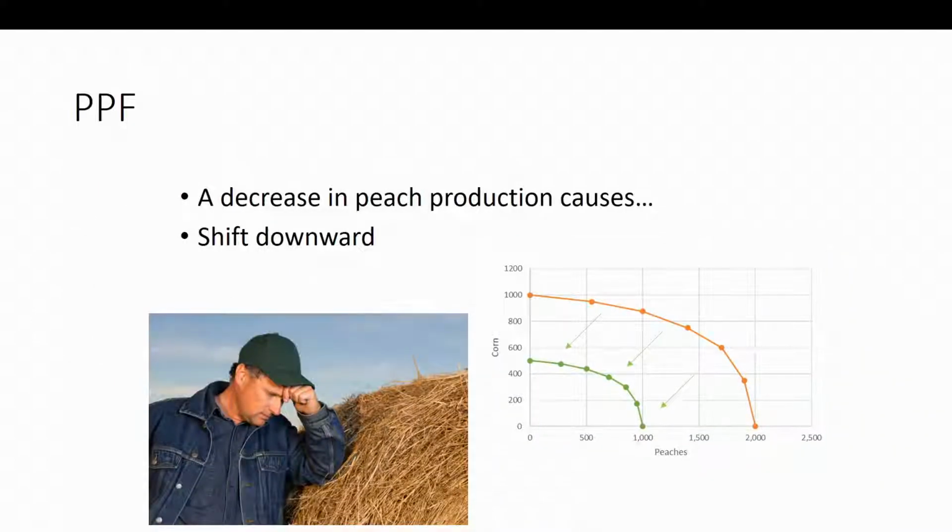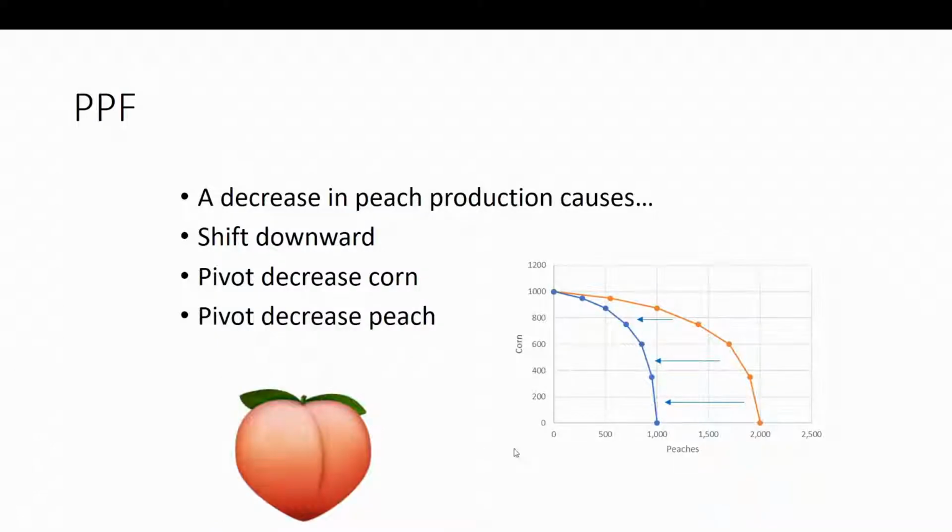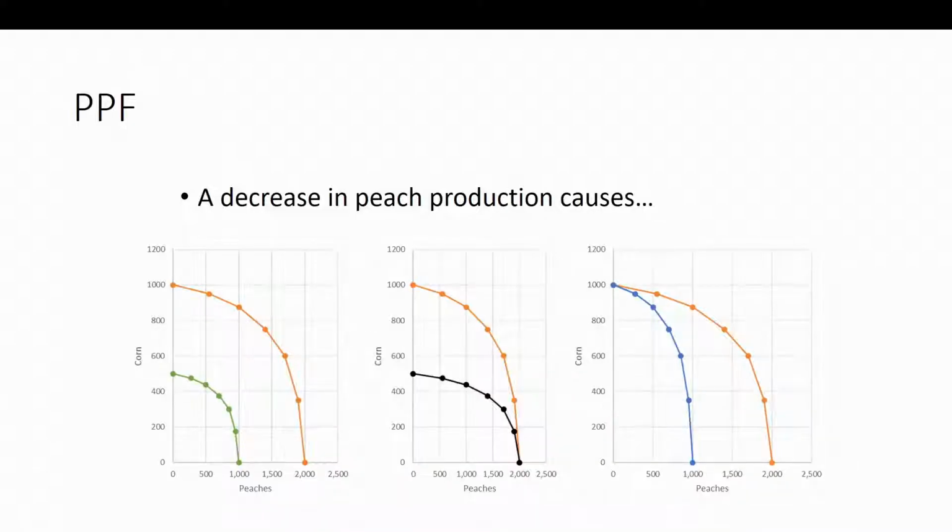So if we see a decrease in peach production, is that going to cause a shift downward? Are we going to go from our orange PPF down here to this green PPF where we see a decrease in peach and corn production both? Are we going to see a pivot for a decrease in corn? So we've decreased our peach production. Is that going to show up on our PPF by a decrease in corn production, but no effect on our peach production? Or are we going to see a pivot decrease in peach, where we see going from this orange to the blue, we have less peach production, but the same amount of corn production at each level. Okay? So a decrease in peach production causes which one? A shift downward in production, a pivot away from corn, or a pivot away from peaches.